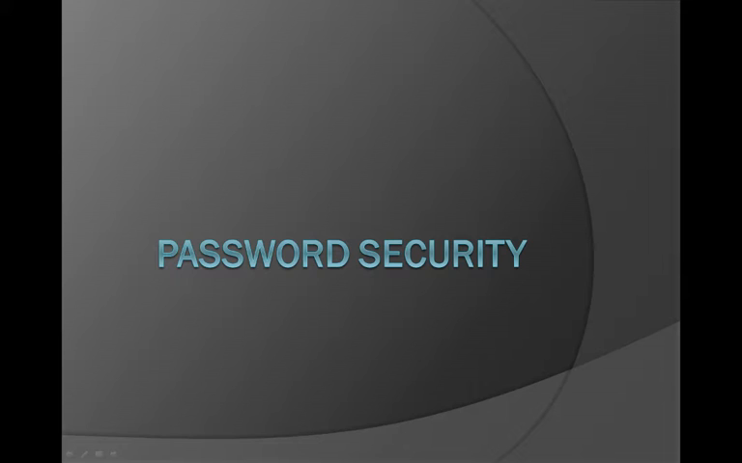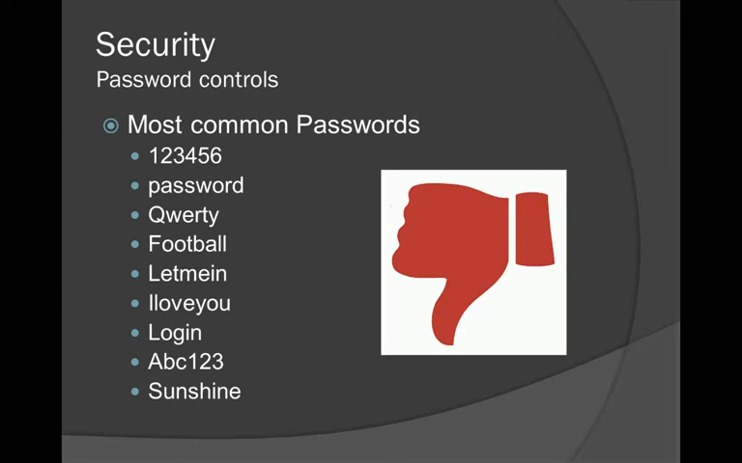Passwords. In chapter 14, the book went lightly into some of this, but I wanted to dive a little deeper into password security and some stuff along those lines. So, the most common passwords that are used are what you might expect, but they're as follows. You got 123456, password, QWERTY, which is basically just home row, but above it, typed in a row. Football, let me in, I love you, login, ABC123, sunshine, and so on.